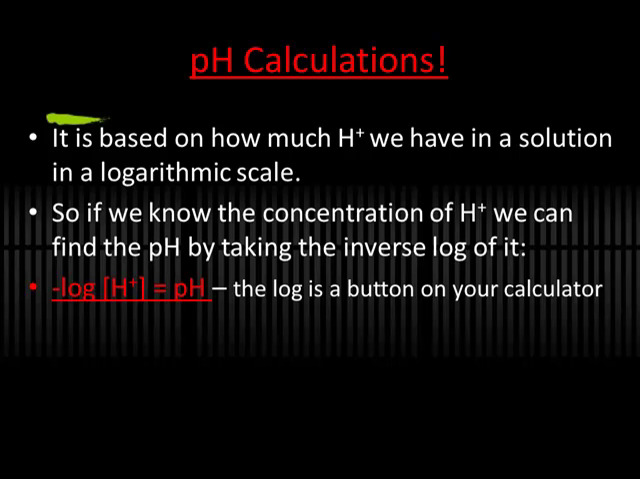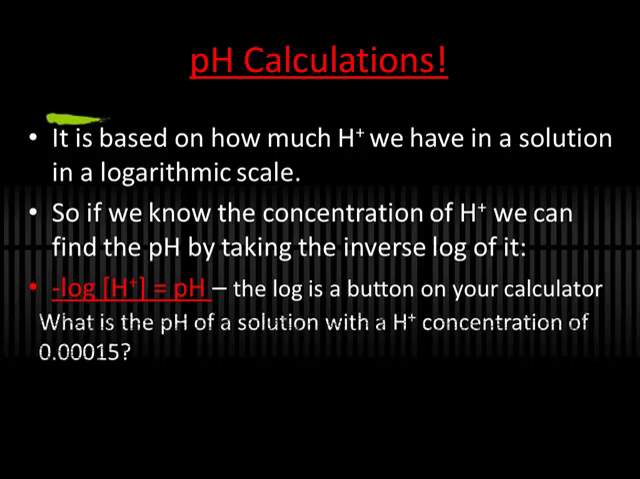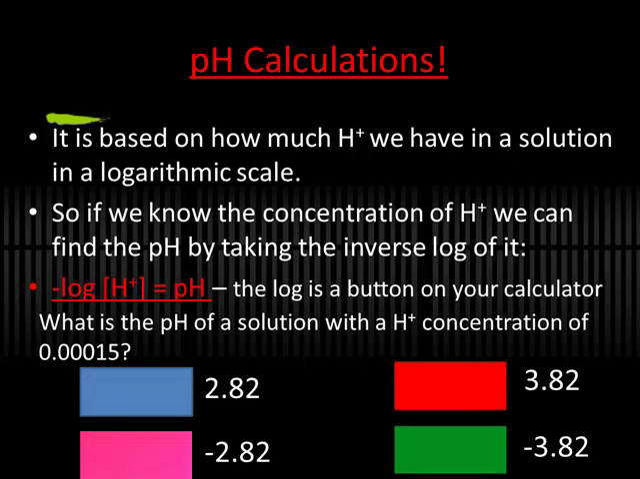We can go back and forth from the H plus to the pH to figure out how strong an acid or base of the solution we have. The log button is a button on your calculator, as is the negative button. So see if you can try and figure this one out. I'll give you the answer in a second. What is the pH of a solution with an H plus concentration of 0.00015?